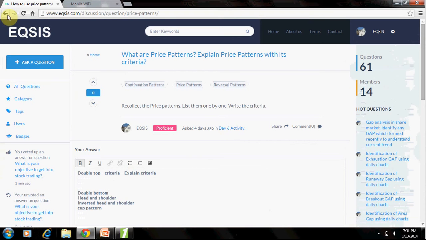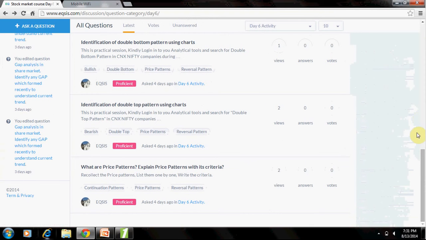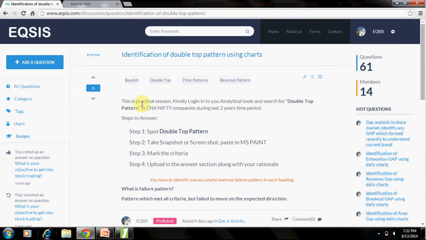Now what you have to do is go to day 6, which is the second question: identification of a double top pattern using a chart. This does not necessarily mean you have to identify only the successful pattern. This is just homework, to understand ourselves. We have to identify one successful pattern and one failure pattern. That is what has been mentioned here.